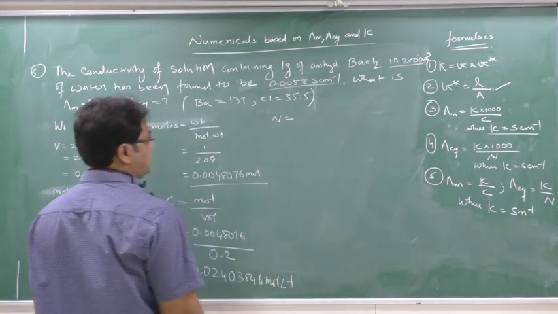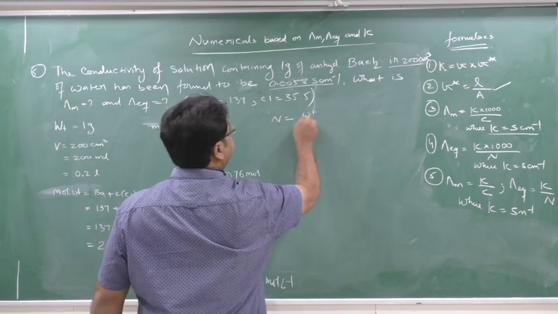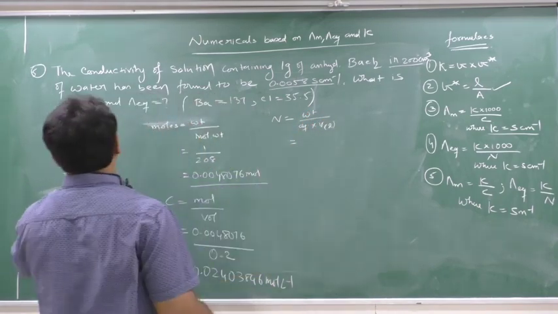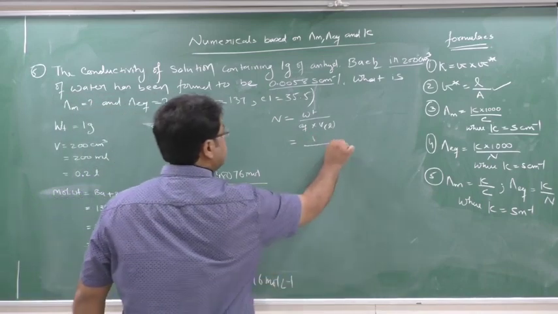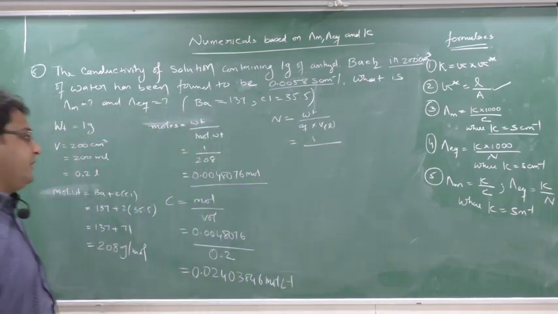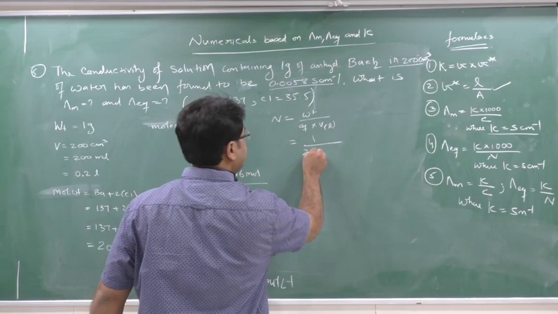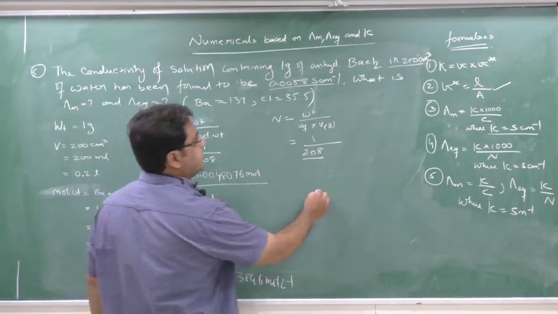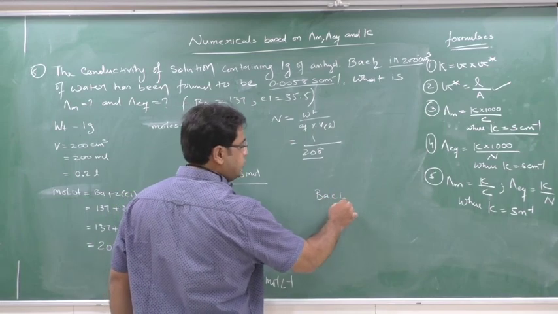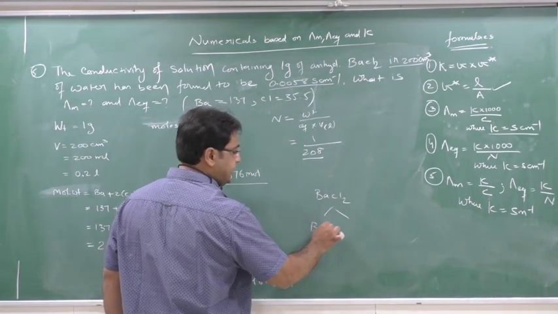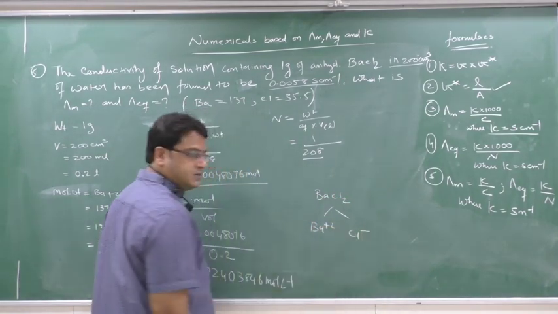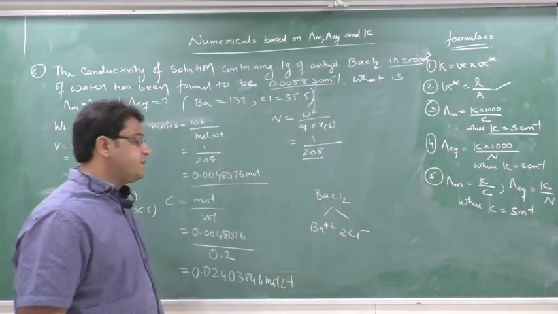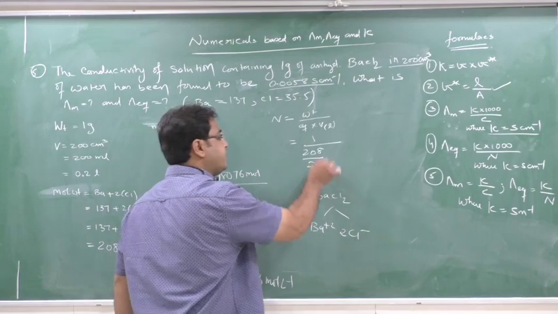Now we will calculate the normality also. Normality means weight upon equivalent weight into volume in liters. The weight I have is 1. Equivalent weight means molecular weight 208 upon the number of electrons transferred. So now see here, BaCl2. If you crack this, I get Ba plus 2 and Cl minus, so to balance this there is 2. So the net charge transfer is 2, so 208 by 2.